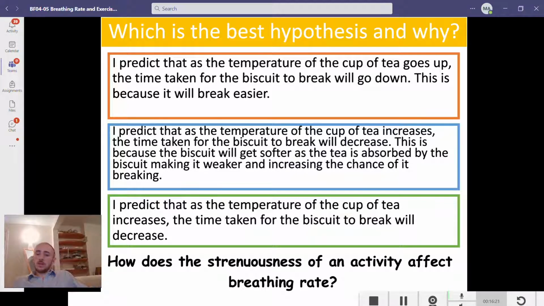Right? So, if the teacher wouldn't mind pausing me, can you write down a full hypothesis, like the blue one there, for that question in your books?